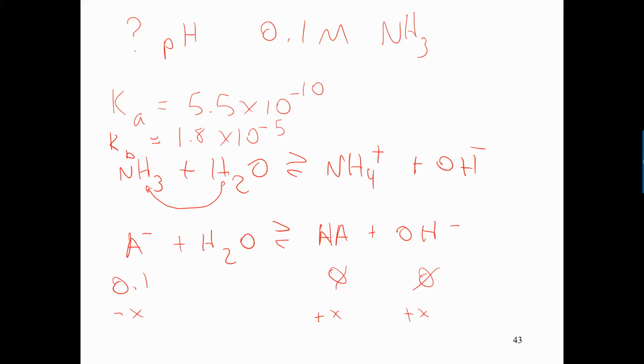Can you say how you get the Kb again? Okay, you take Kw divided by Ka, and that will equal the Kb. So Kw is 1 times 10 to the negative 14, divided by the Ka, which is 5.5 times 10 to the negative 10, and that will give me my Kb, 1.8 times 10 to the negative 5. And Kw is a constant. Yes, 1 times 10 to the negative 14 is the Kw.